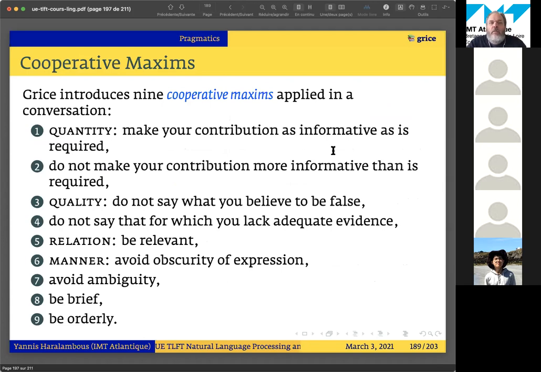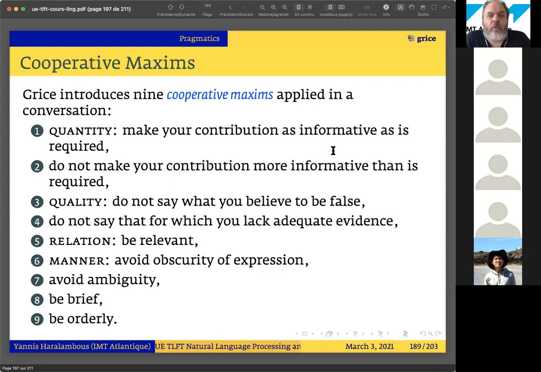Grice has given, among other things, 9 maxims, so 9 advices, 9 rules to be respected in conversation. And since you're building a chatbot, these rules can be useful for implementing a coherent and socially acceptable conversation with the chatbot. The first rule is about quantity that has to be sufficient. Make your contribution as informative as required. So don't omit part of the information you are asked for. But second rule, do not make it more informative than required. So don't overdo, don't give unneeded information.